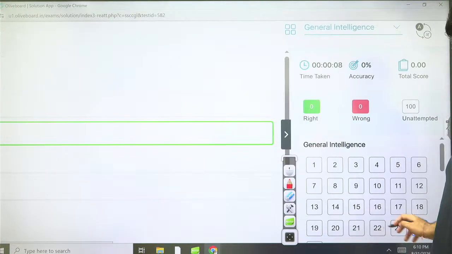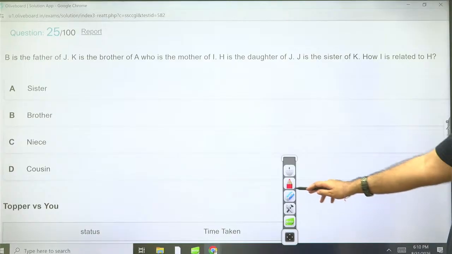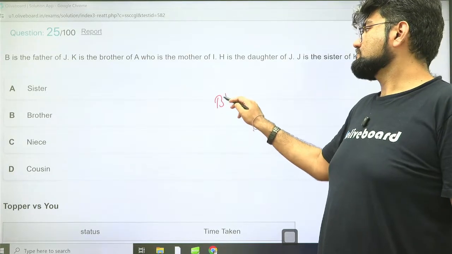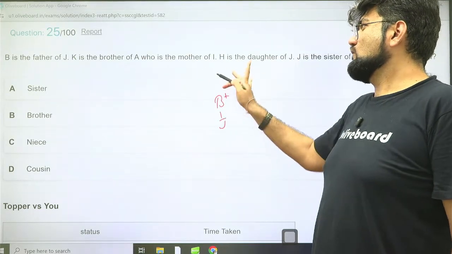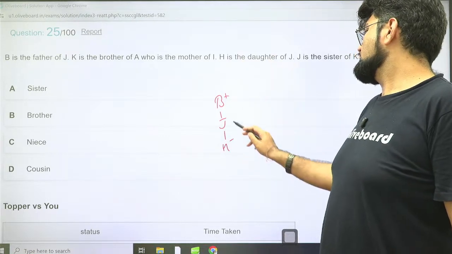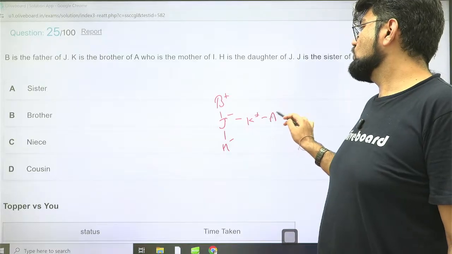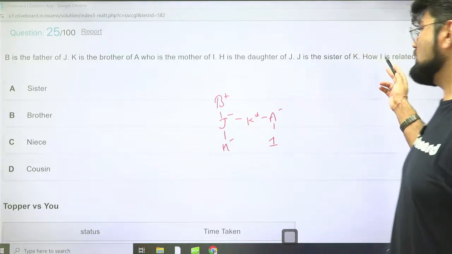Okay. And the last and final question is this. B is the father of J. K is the brother of A, who is the mother of I. Don't draw right now. H is the daughter of J. J is the sister of K. Now we can see K is the brother of A, who is the mother of I. Question is, how is I related to H?